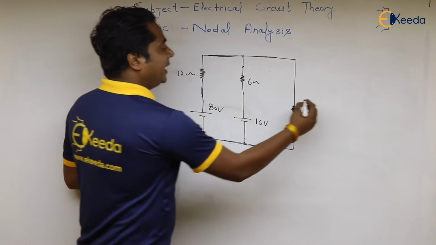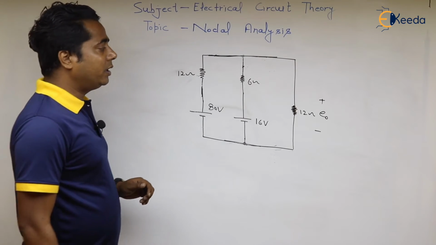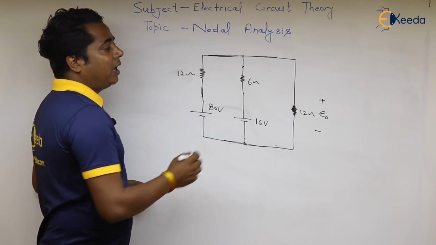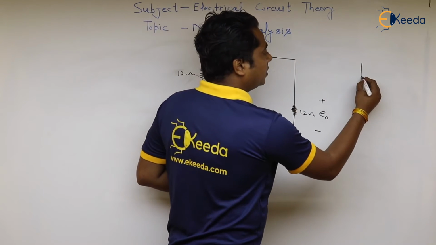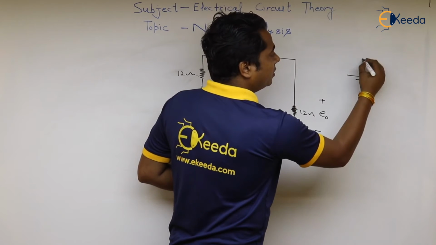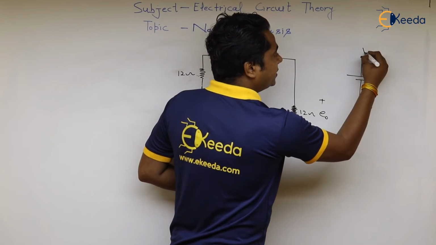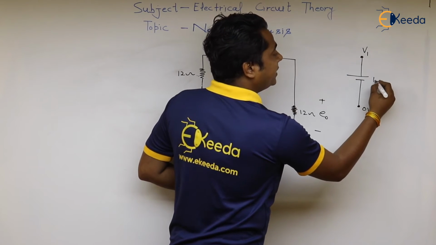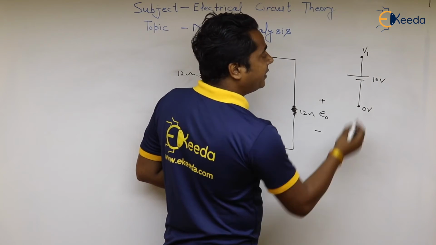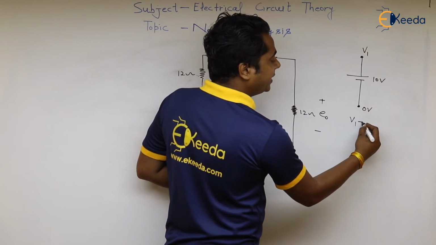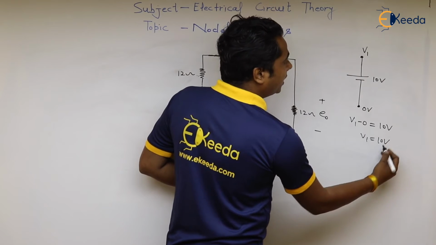In this question we have to calculate the value of E naught. Before understanding this question, I have to discuss some points. Let us assume we have one voltage source here. This is grounded, and this is your V1, and 10 volt has been written. So what will be the value of V1? Directly you can calculate V1 minus 0 is equal to 10 volt. So V1 is equal to 10 volt.